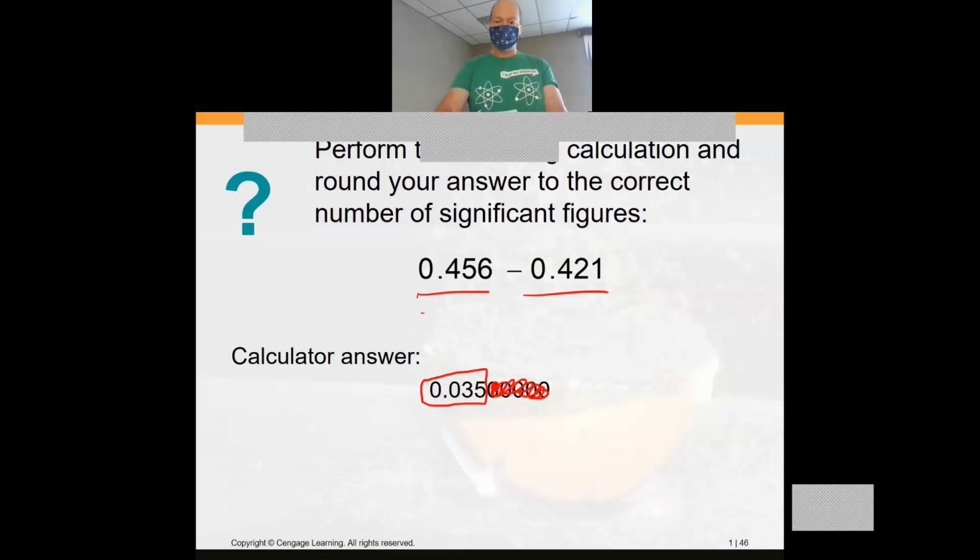3 decimals minus 3 decimals gives you 3 decimals. You have 3 sig figs, 3 sig figs. Your final answer only has 2 sig figs. You don't follow the sig fig rule, because this is not multiplying and dividing. You follow the decimal place rule.